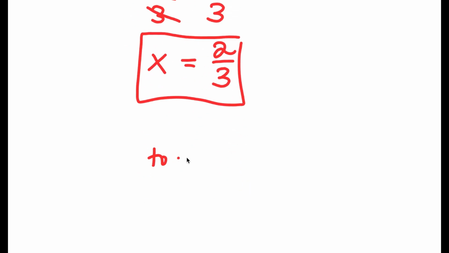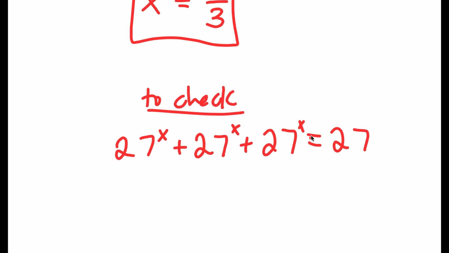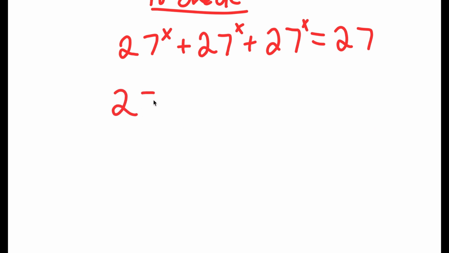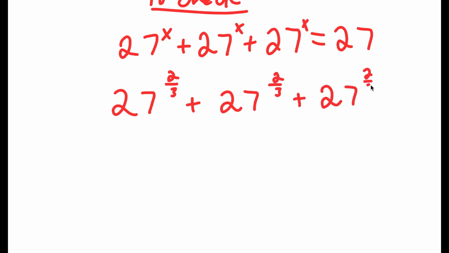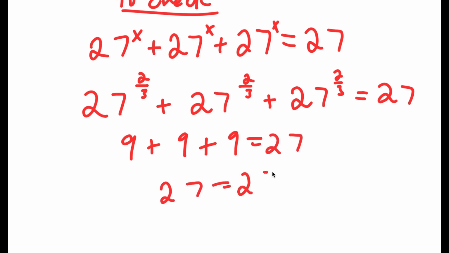So now to check, my equation was 27 to the power of x plus 27 to the power of x plus 27 to the power of x is equal to 27. So now I'm going to take the power of 2 over 3, so I have 27 to the power of 2 over 3 plus 27 to the power of 2 over 3 plus 27 to the power of 2 over 3 is equal to 27. Now, 27 to the power of 2 over 3 is the same thing as 9, so I have 9 plus 9 plus 9 is equal to 27, and this means that 27 is equal to 27.